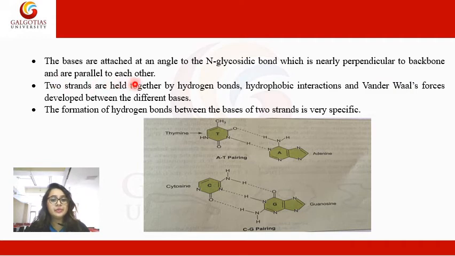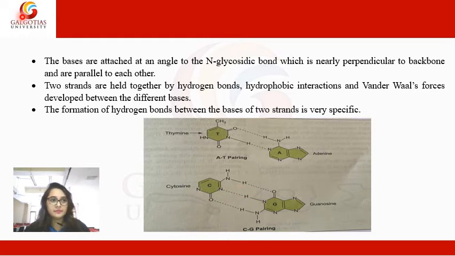Now the bases are attached by the N-glycosidic bond, which is nearly perpendicular to the backbone, and the bases are parallel to each other. The two strands are held together by hydrogen bonds. As we can see from this, the two strands are joined via hydrogen bonds. Hydrophobic interactions and van der Waals forces develop between the different bases. The formation of hydrogen bonds between the bases of the two strands is very specific. So if there is adenine and thymine, A means adenine and T means thymine, pairing is done by hydrogen bonds. Now we can see from here the C-G pairing, that is guanine and cytosine, which are bound by three hydrogen bonds.